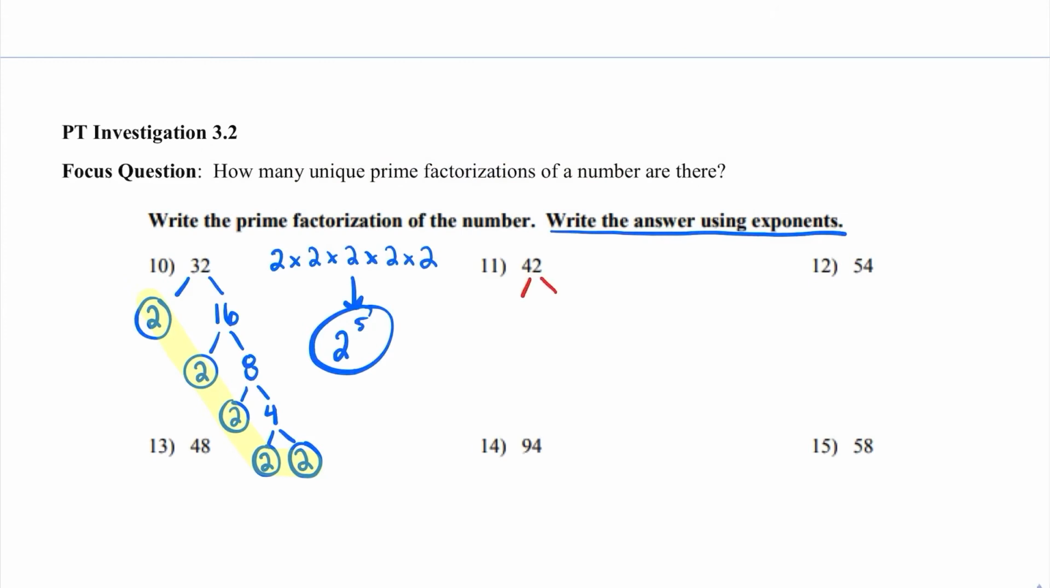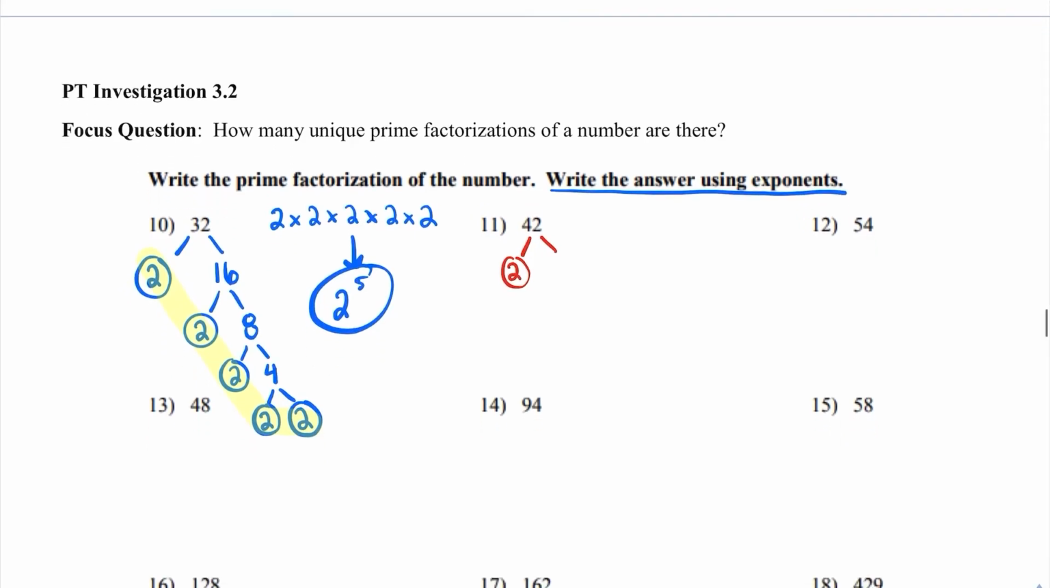I'll switch colors. So what's nice is that every even number that you start out with, you know that 2 is going to be the smallest prime number that goes into it. Okay, so we circle each prime factor. So don't forget to circle the prime factors, okay? All right, so 2 is a prime factor. 2 times what gives me 42? Well, let's double check this because I don't have a calculator. That goes in 2 times. So 21 is my answer here.